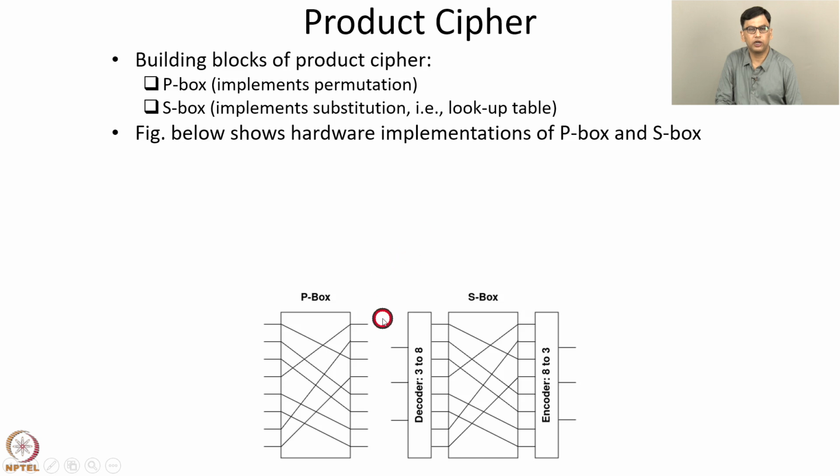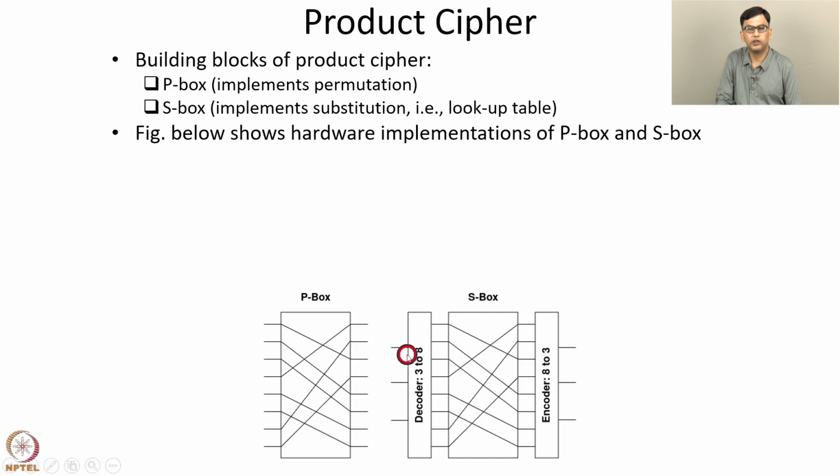This figure shows hardware implementations of a P box and an S box. It's very easy to implement in hardware. This shows a permutation. So the first bit of the input is mapped to the third bit of the output, the second bit is mapped to the fifth bit of the output, and so on. So this is a permutation, and this implements an S box, that is a substitution.